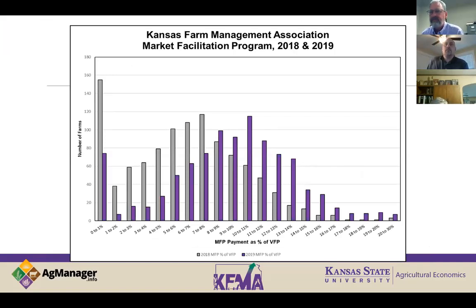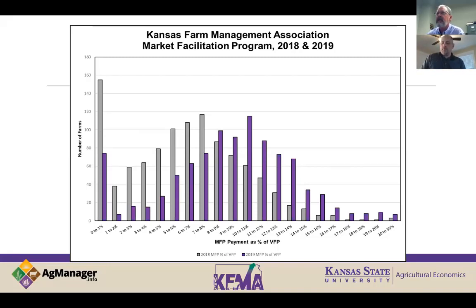Okay, if we look a little more into some of the detail of those payments, this is reflecting MFP payments. We do know that with MFP payments, we had a fairly substantial impact in 2018 of those payments, and then as we went into 2019, a change in the way those payments were computed and the way those amounts were allocated. Here, what we've done is just take the group of KFMA farms and look at the percent of value of farm production coming from those market facilitation payments.